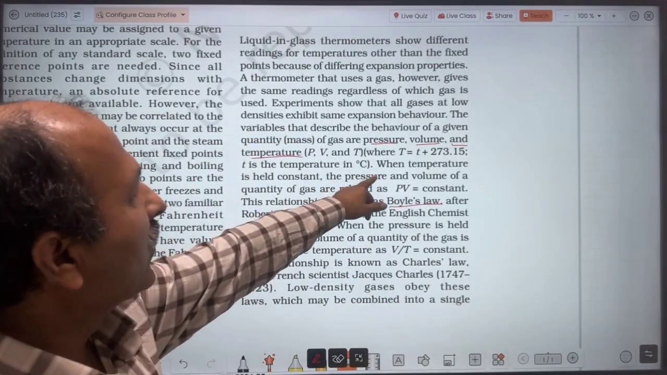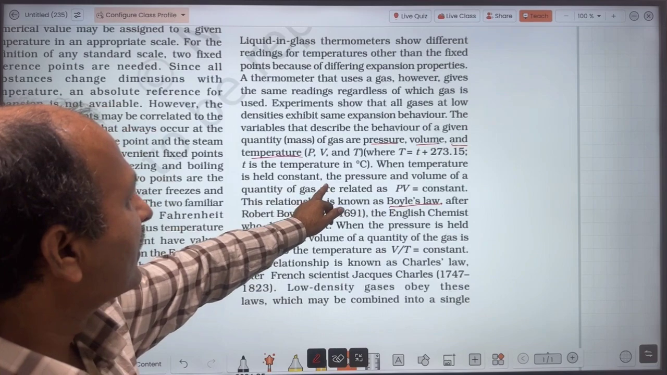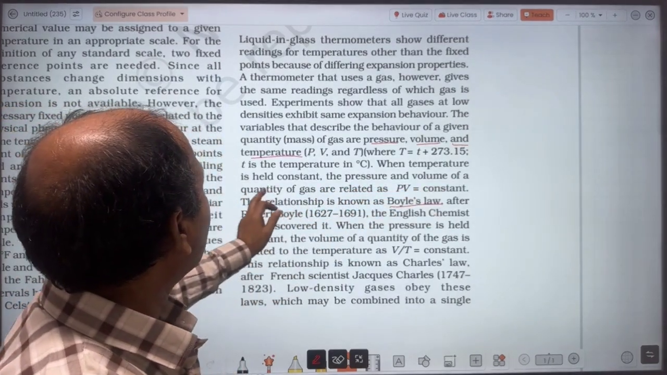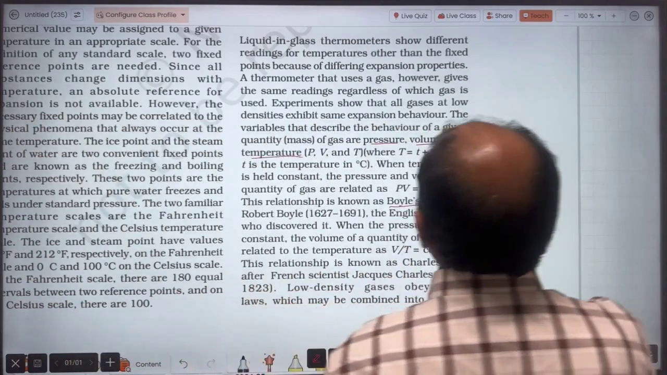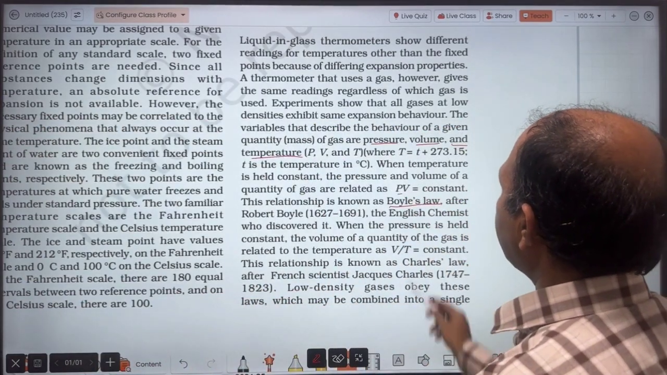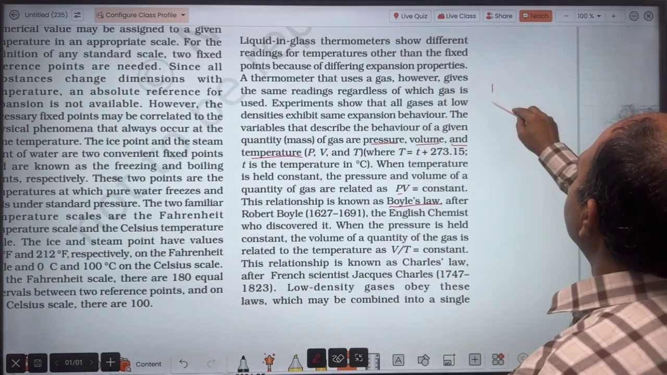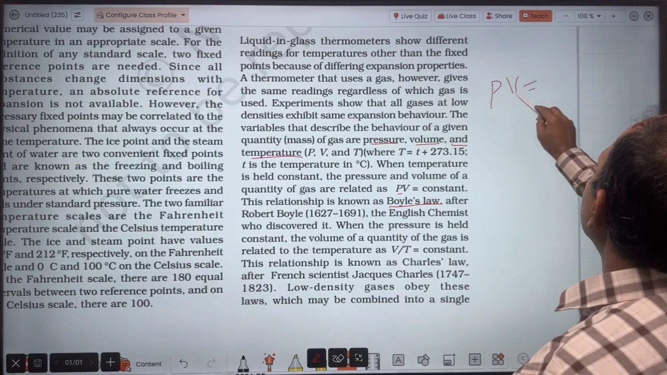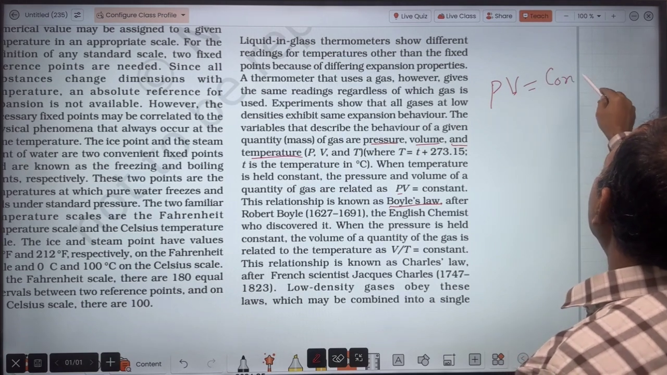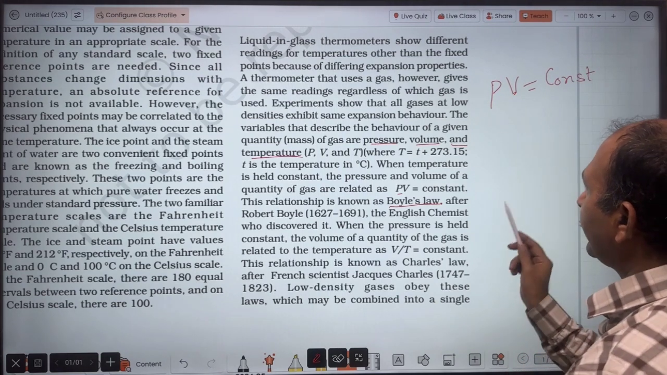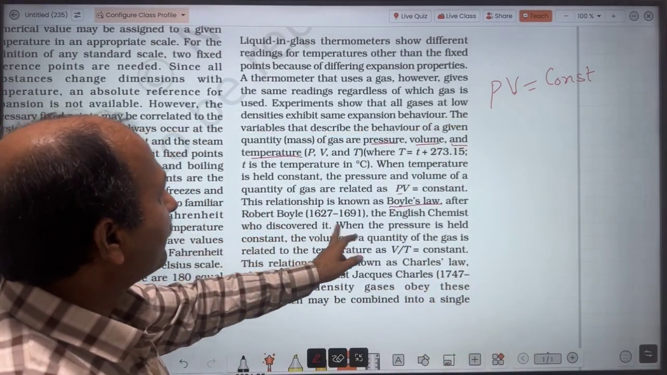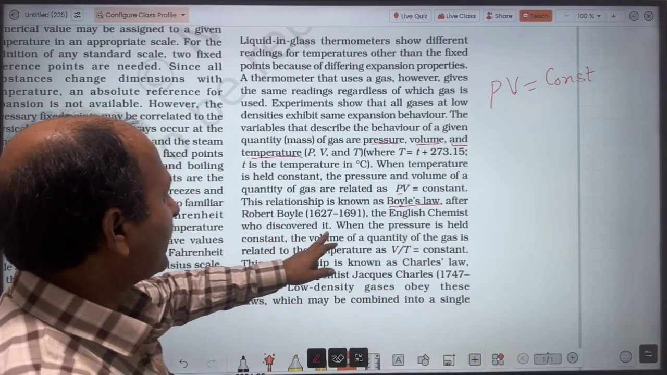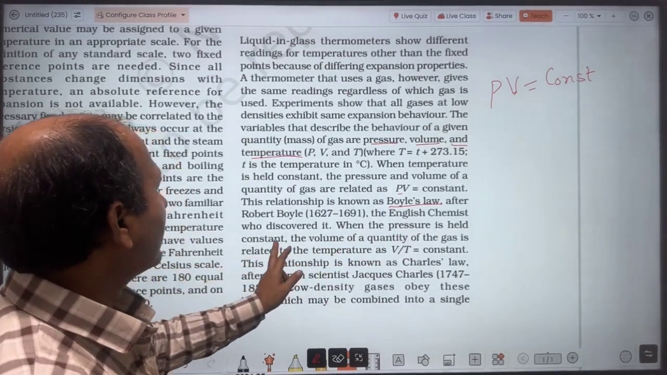Boyle's law says when temperature is held constant, the pressure and volume of a quantity of gas are related by this relation. So the product of pressure and volume remains constant. So this is PV equal to constant. This is Boyle's law. Then here Robert Boyle, the English chemist, discovered when the pressure is held constant.